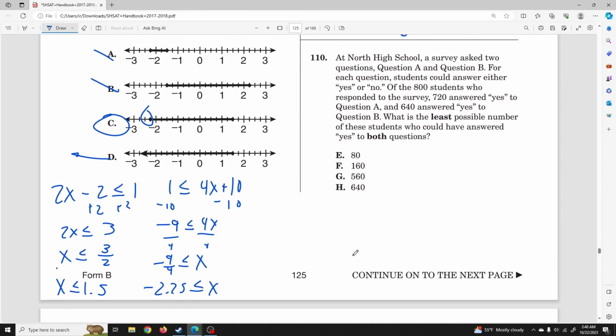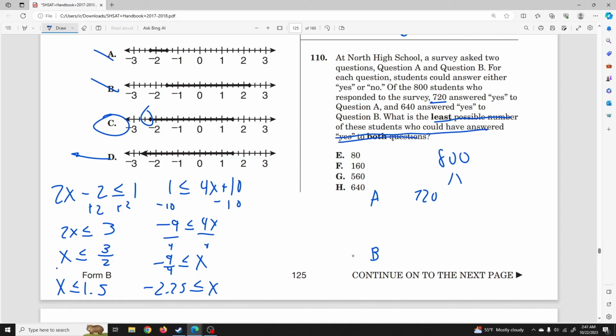Well, 110 says North High School survey. Ask 2 questions, question A and question B. For each question, the students could either give a yes or no answer. Of the 800 students who responded to the survey, 720 answered yes to question A, and 640 answered yes to question B. What is the least possible number of students who could have answered yes to both questions, right?